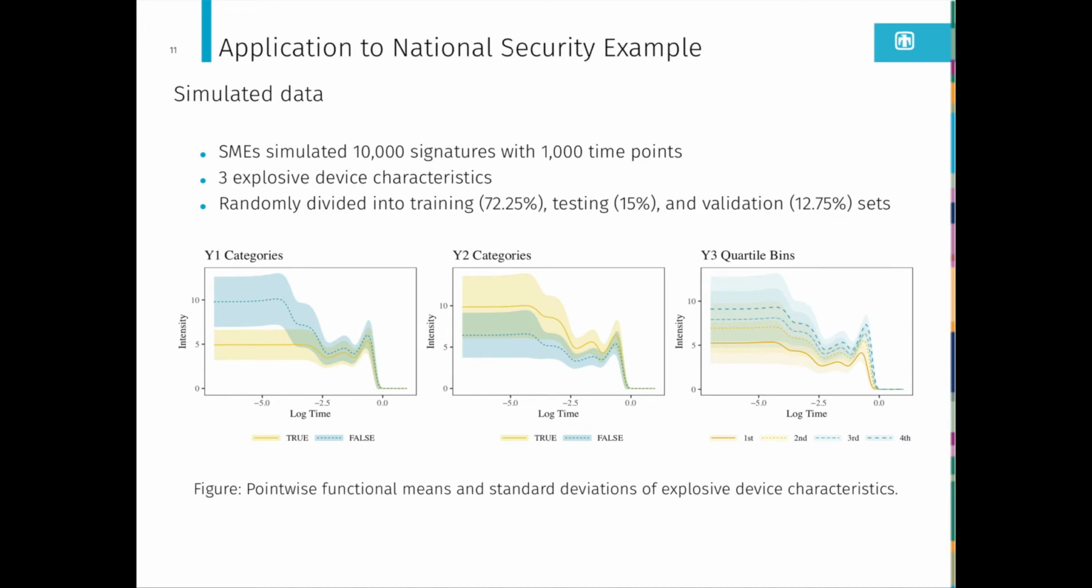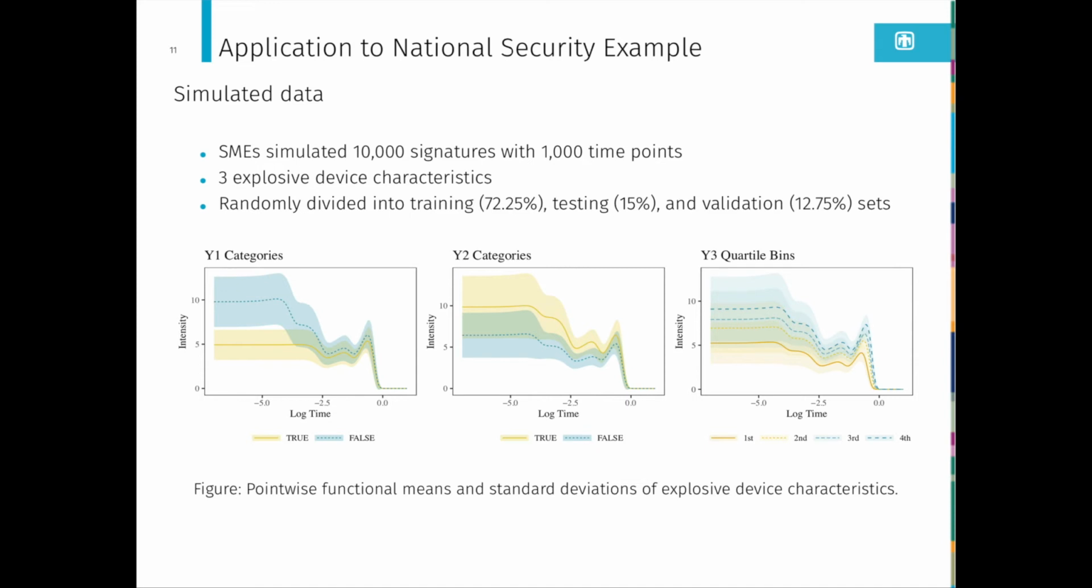These figures depict how the characteristics affect the shape of the signatures. The figure corresponding to Y1 is on the left, and it shows that Y1 affects the shape of the function early in time. In particular, when Y1 is true, the intensity of the function is lower than when Y1 is false. And the first peak occurs earlier when Y1 is false, which leads to 4 total peaks in the function when Y1 is false, but only 3 peaks when Y1 is true. The last 2 peaks are similar for both categories.